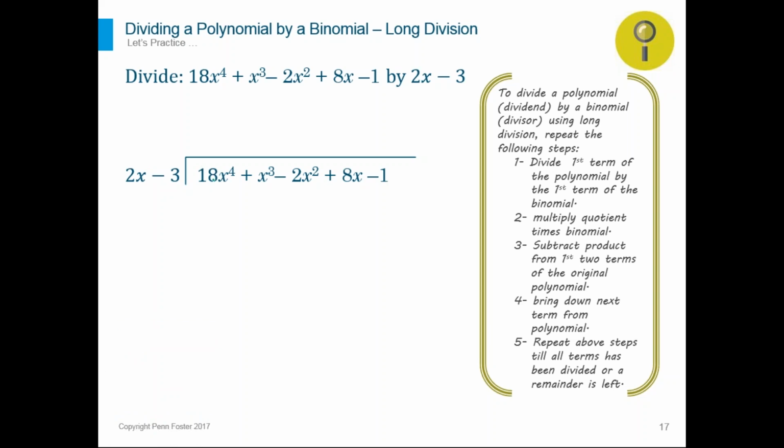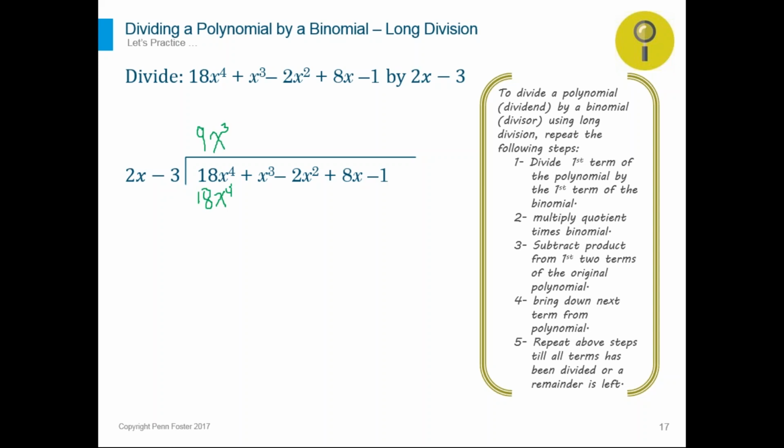Divide. 18 divided by 2 will give you a 9. X to the 4th divided by x will give you x to the 3rd. Multiply. 9 times 2 is 18. X to the 3rd times x is x to the 4th.